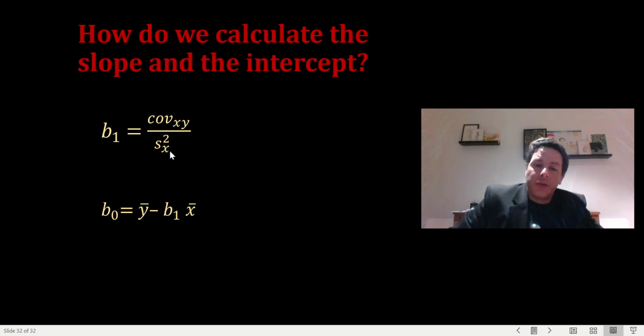And then when we obtain the slope, we calculate the intercept without any problem. We need y bar, which means the mean of y, and x bar, which means the mean of x. So basically we take the slope that we calculated, multiply it by the mean of x, and then we do the mean of y minus that value. And that is the value that is B0, and that's the intercept.